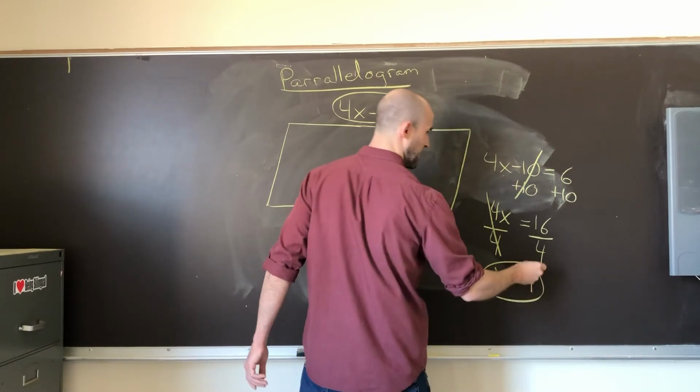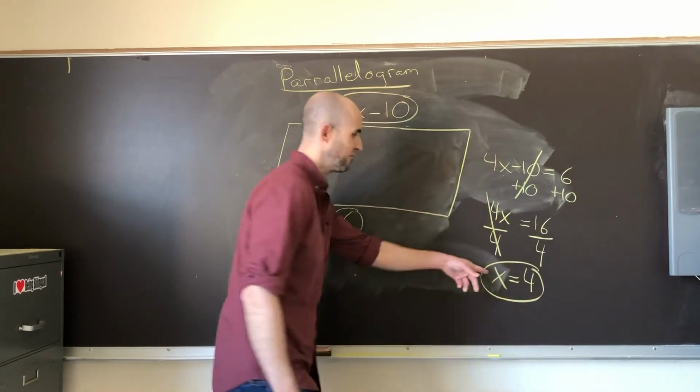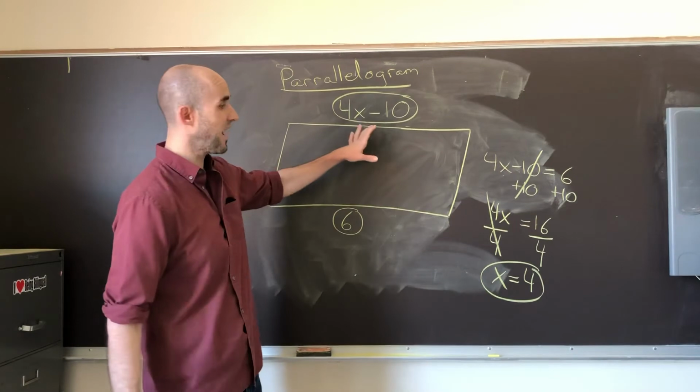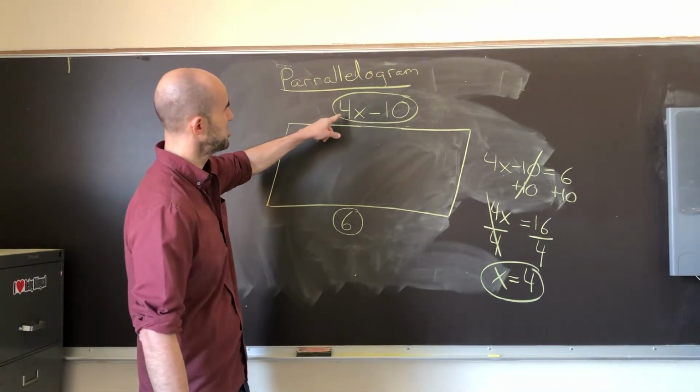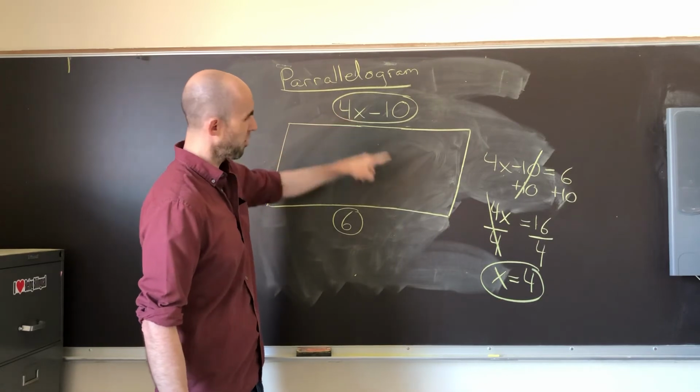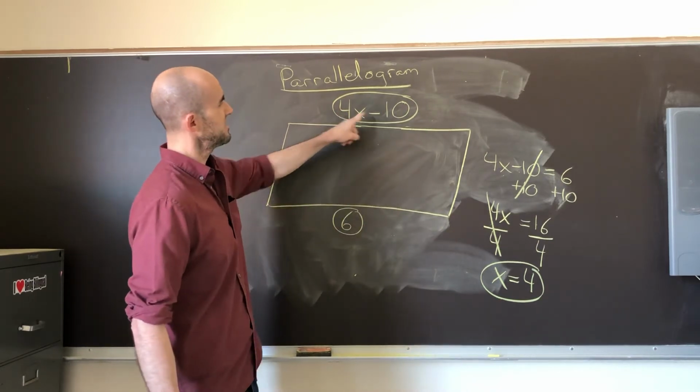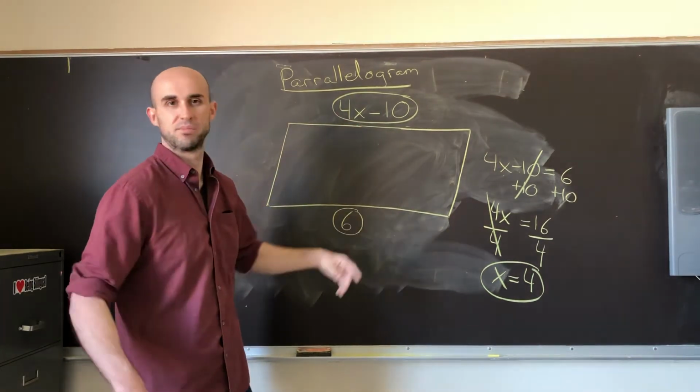And we got 4 because 16 divided by 4 is 4. Now we're not saying that this side is 4. We're saying that x is 4. Because now if we were to substitute it, 4 times 4 is 16. 16 minus 10 is 6. Same thing.